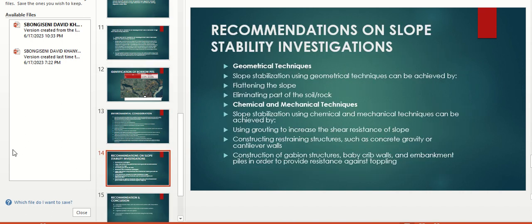Now let's look at the recommendation on the slope stability investigation, where we're going to look at the three types of stability investigation, which is the geometrical technique, chemical and mechanical technique, and also slope stabilization using the chemical and mechanical technique can be achieved.